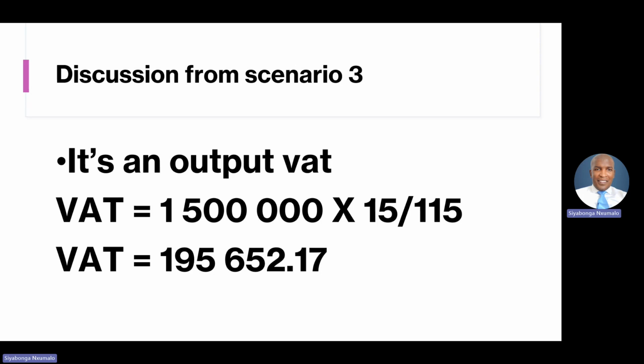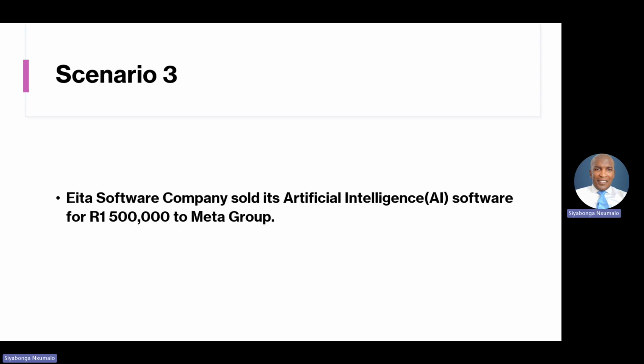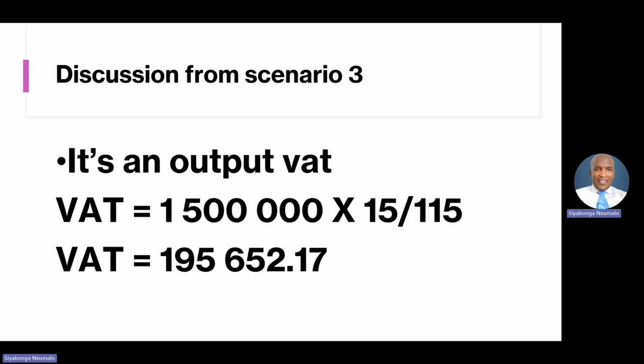You sold your software for 1.5 million. Again, to work out your VAT, it's 15 times 115. Then you get your VAT amount. In other words, ATA company needs to pay 195,000 to SARS for their sale of 1.5 million. It looks like a lot of money. It is a lot of money.